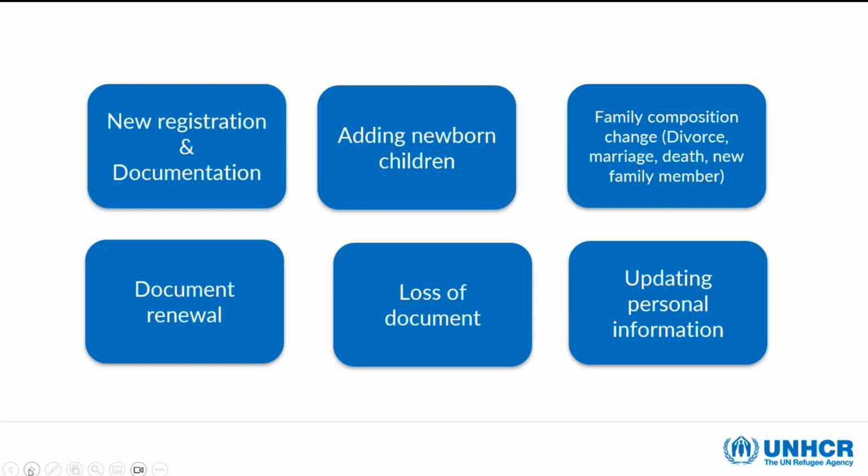In addition to new registration and documentation, the registration unit of UNHCR operation in Malaysia is also responsible for adding family members to the files of registered individuals, who could be newborn children or other family members, updating records related to family composition changes such as marriage, divorce, death, updating personal information such as contact details, address, and phone number, renewing documents, and replacing lost documents.